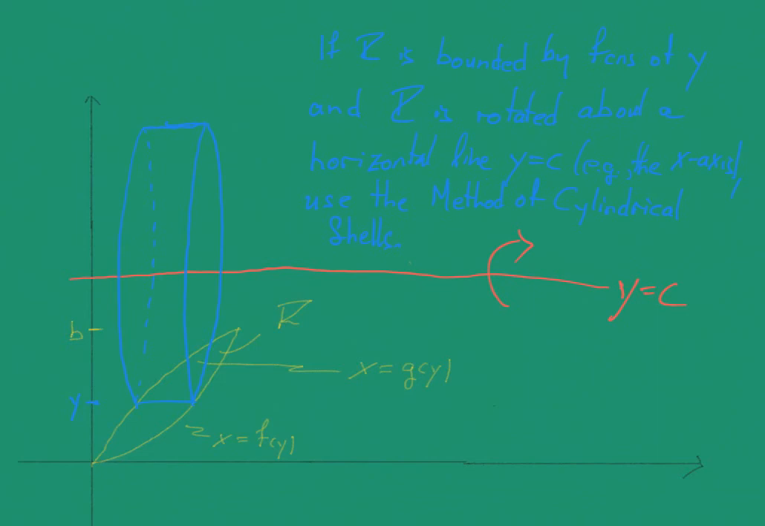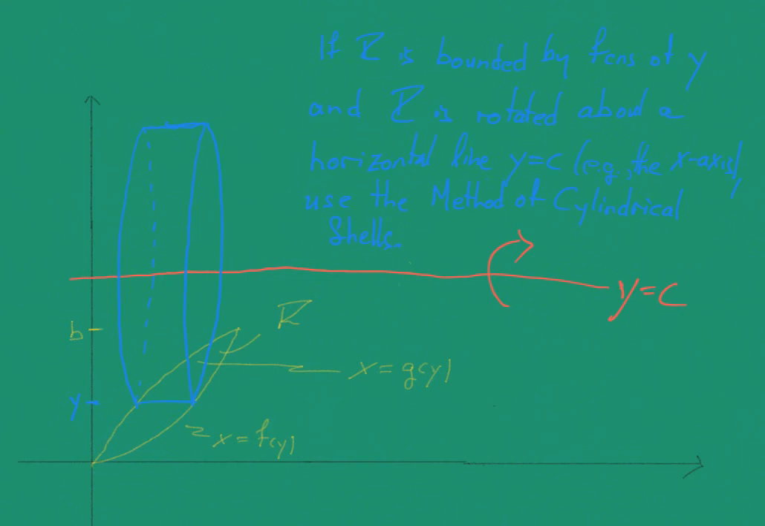So here it is. It says that if R is bounded by functions of y, as is the case here, so if R is described in terms of functions of y, maybe just one function of y, a constant, so here we are. X is equal to f of y is this curve here. X equal to g of y is supposed to be this curve here. And R is rotated about a horizontal line, in this case y equal to c, might, for example, be the x-axis. If c were equal to 0, what should you do? You should use the method of cylindrical shells. Again, this isn't something that I would try to memorize.